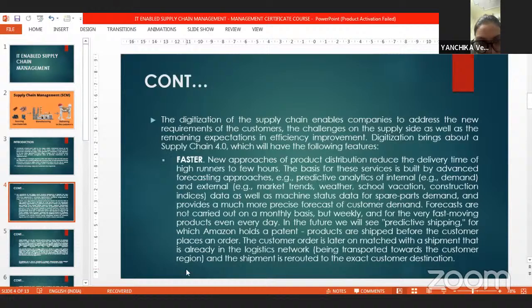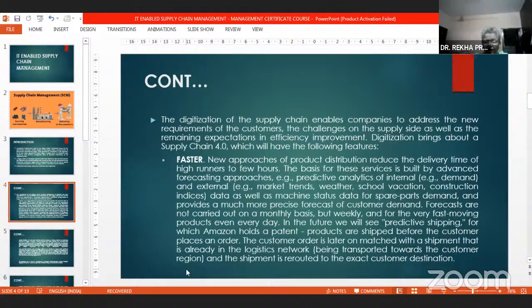In the future, we will see predictive shipping, for which Amazon holds a patent. Products are shipped before the customer places an order. The customer order is later on matched with the shipment that is already in the logistic network being transported towards the customer region, and the shipment is rerouted to the exact customer destination.